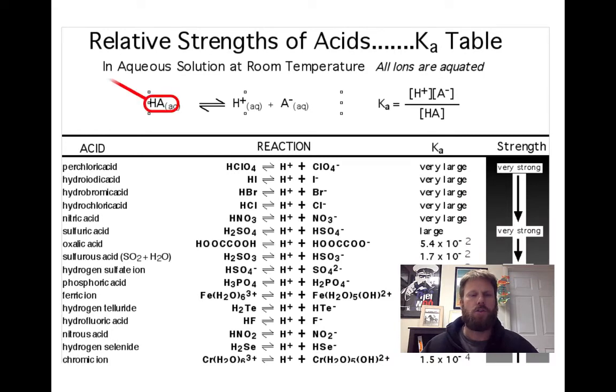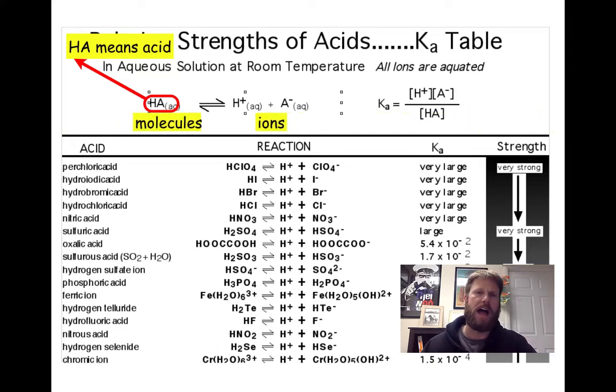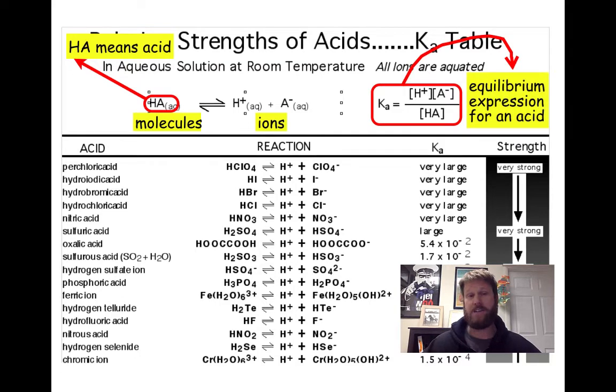We have a general equilibrium for an acid here at the top. We have HA representing an acid, that would be in its molecule form. The molecule will split into ions, one of those ions being H+, which is the definition of an acid, a proton donor. If we wrote the equilibrium expression for this acid, we would get products over reactants: the concentration of H+ times the concentration of A-, the ions, divided by the concentration of the acid, the molecules.